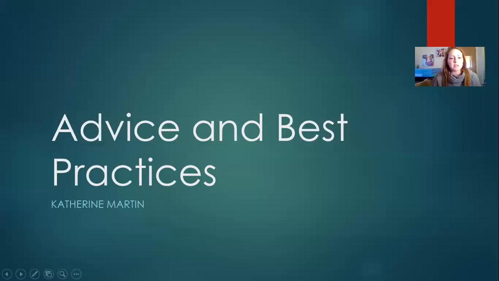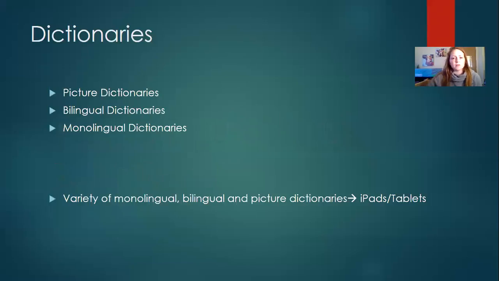So I will be discussing some best practices for English and writing classes, along with some advice to go along with these. So the first one I'll be discussing is dictionaries. So there are several different types of dictionaries that students can use in the classroom. Picture dictionaries are more geared towards students who are at a lower or intermediate level of English proficiency.